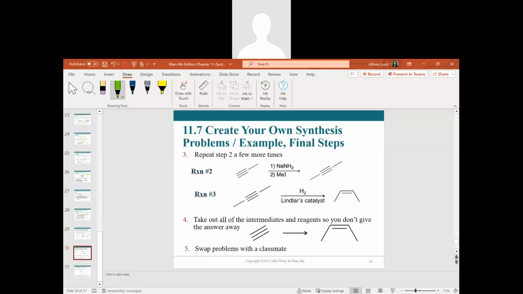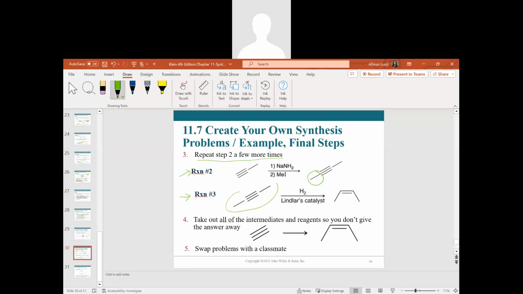Then we look at our second reaction. We're going to repeat step 2 a few more times. We're going to create reaction 2 and reaction 3. So this is step 2 again and again. We've added another methyl group on this side of our triple bond. So now we have increased our carbon chain by 1 more. We went from 2 carbon atoms to start, to 3 with reaction 1, and now we're up to 4.